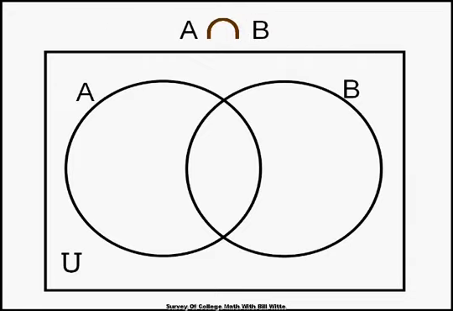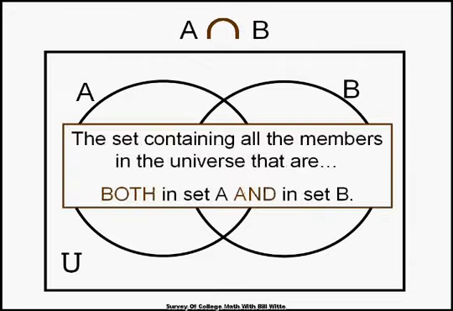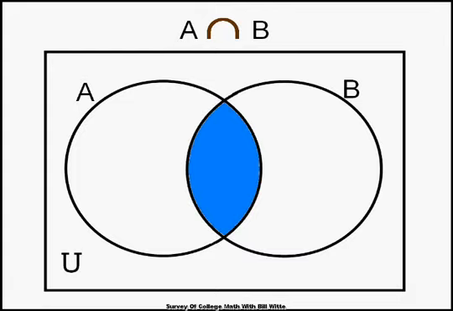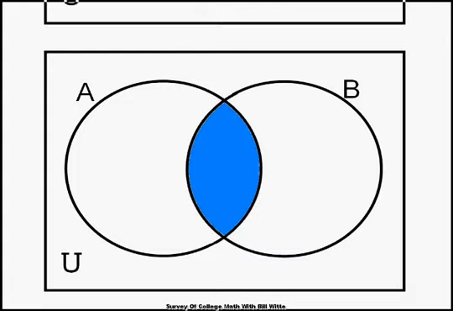The intersection, written A intersection B, I'm going to have to shade everything in the universe that is both in set A and also in set B. Now that's a much smaller area. What area is both in set A and in set B? Oh, nice. See the difference between that and the union, I hope.